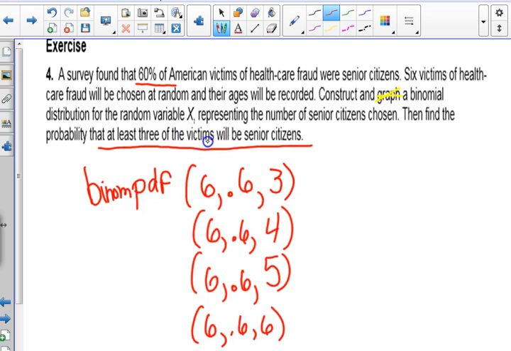At least 3. Okay, so 3, 4, 5, or 6. We got to add all those up.